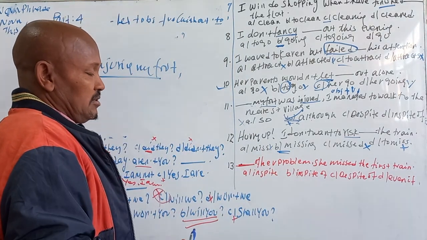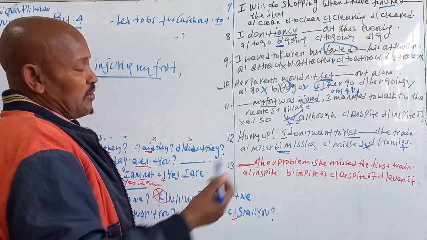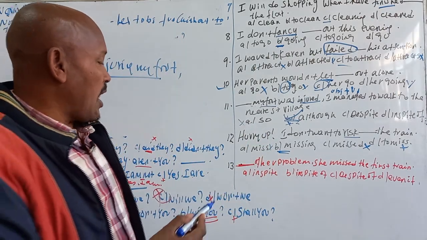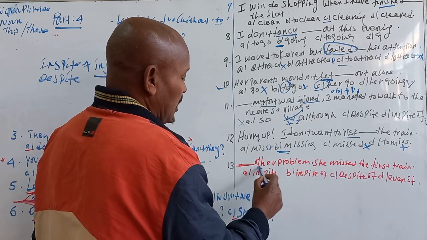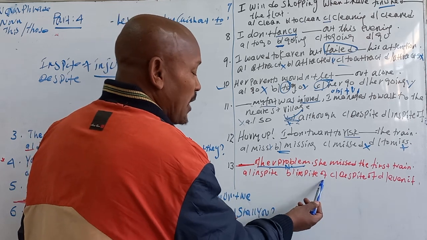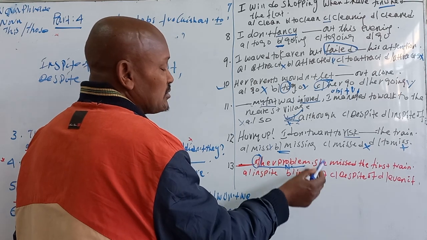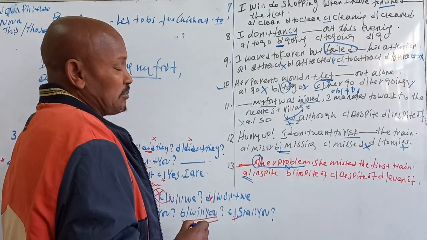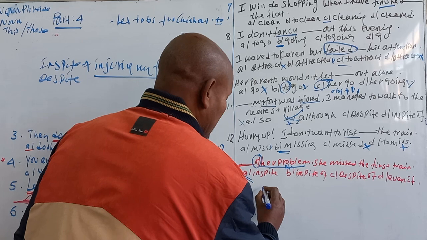Next: "Blank her problems, she missed the first train." Her problems, which is a noun phrase. So the answer is what? Not in spite of, because there is a preposition of here, so we cannot use the preposition twice. So the answer is "Despite her problems, she missed the first train." This is correct.